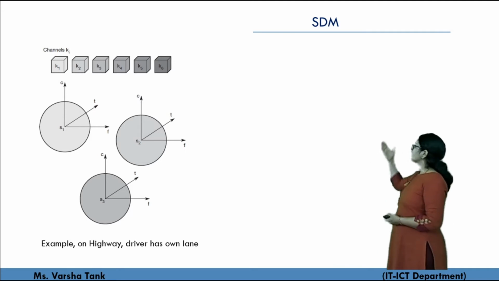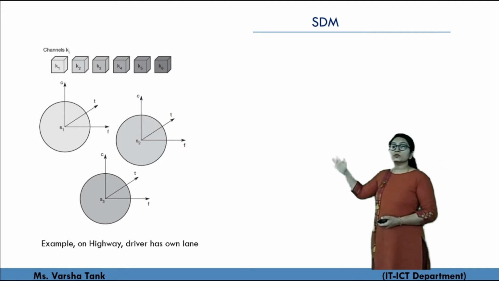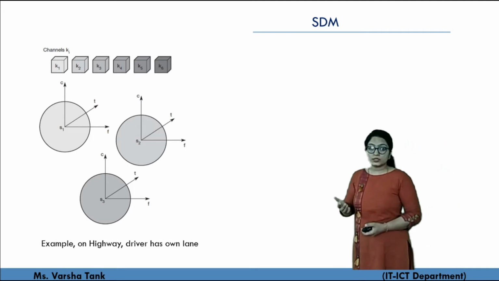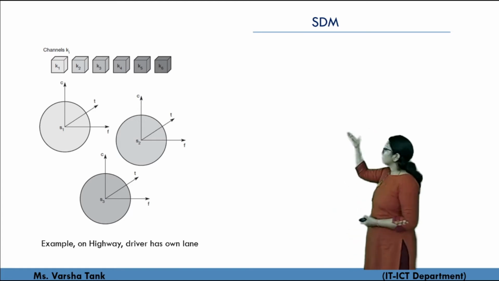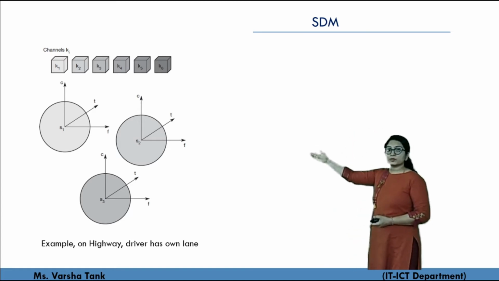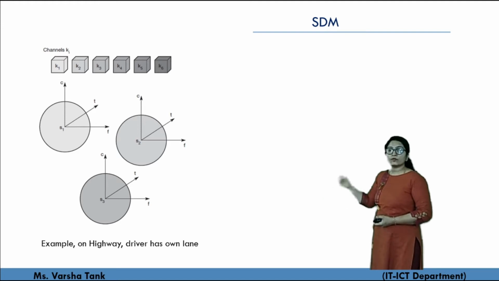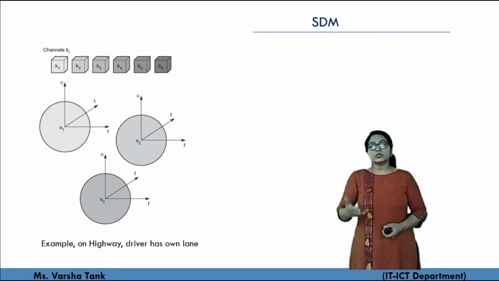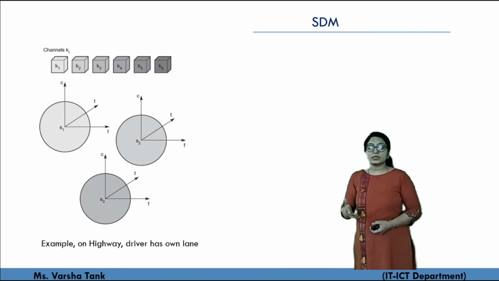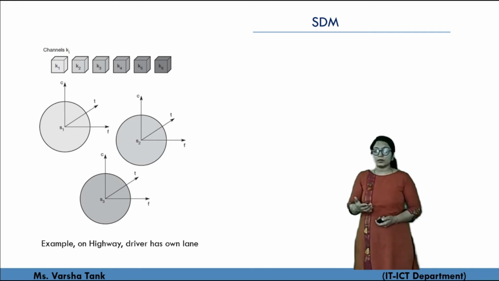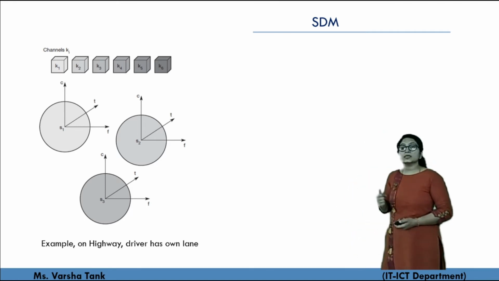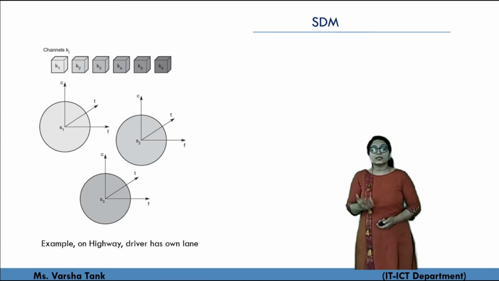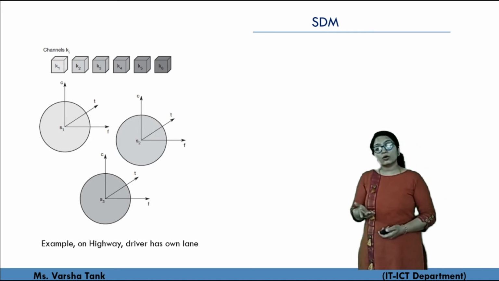In this figure you can see we are using a different frequency for different space. For one space we are using the K1 frequency, for another space the K2 frequency, and for another the K3 frequency. So for different spaces we are using different frequencies, and that is space division multiplexing. An example we can consider is the highway lane, where each and every driver has a lane.